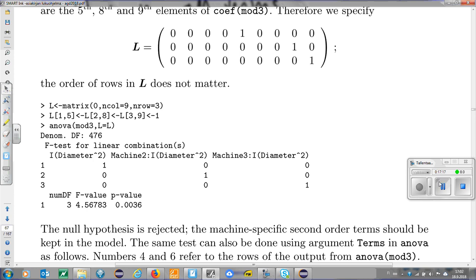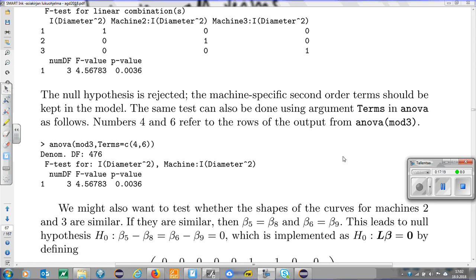We can conduct the same test also using anova with the argument terms. So with these terms we directly specify which terms of the model are dropped, and the numbers here refer to the rows in the output from anova. So if you want to check which terms you drop, you first run the anova and then check the order of the terms in the model, and then you select the terms you drop. And you see that we get exactly the same result. It is the same test, just done in a different way.